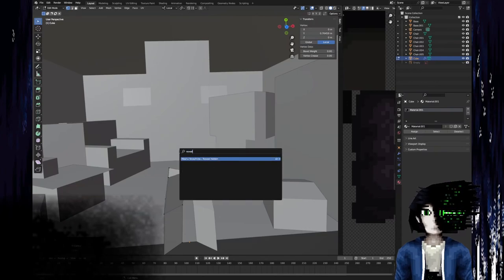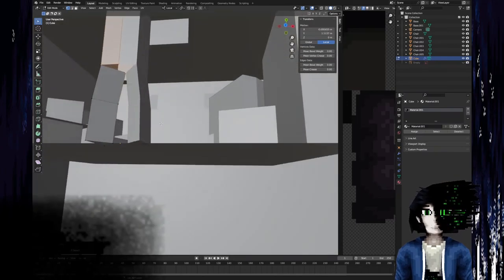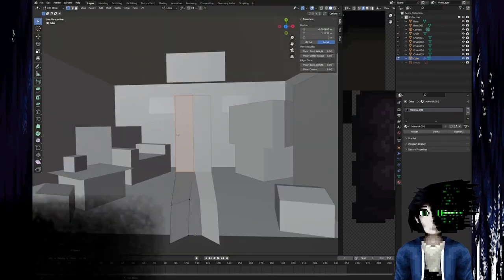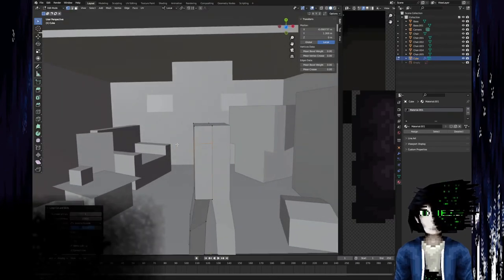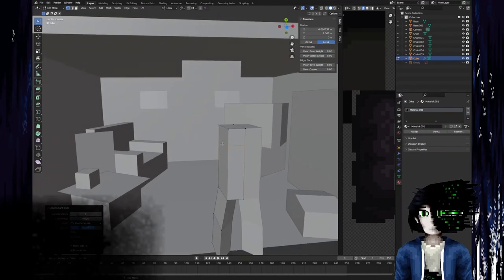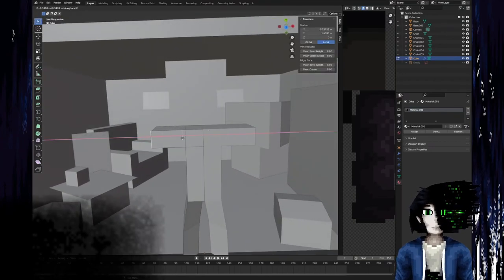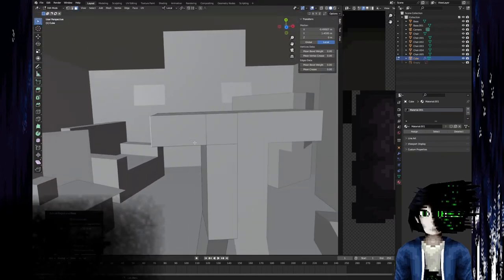So if I reveal hidden, because if I press the keyboard shortcut, Intel will pop up an annoying thing. Let's add a loop here. And then what am I going to do with the top of this? Let's just extrude it. So this is going to look terrible at first. Character models always do. And then you tune them to where they need to be.